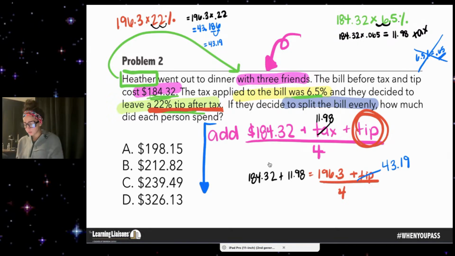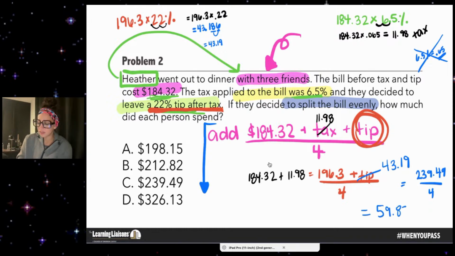So 196.3 plus 43.19 is 239.49 divided by 4. And when I divide that by 4, that equals $59.87. Now, this problem originally said, this is why the answer choices are not correct.